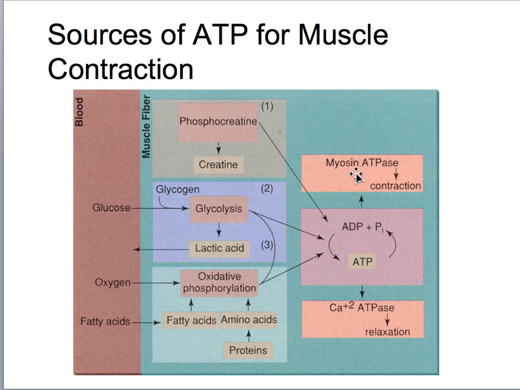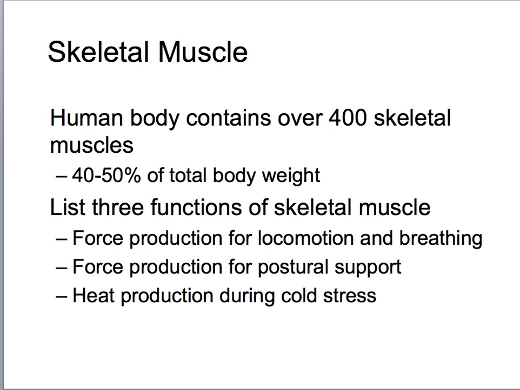The enzyme that breaks down that ATP to allow the actin and myosin to get together is an ATPase. In fact, it's a myosin ATPase. It's located on the myosin protein that's found in skeletal muscle. So a really nice review of the different energy systems.